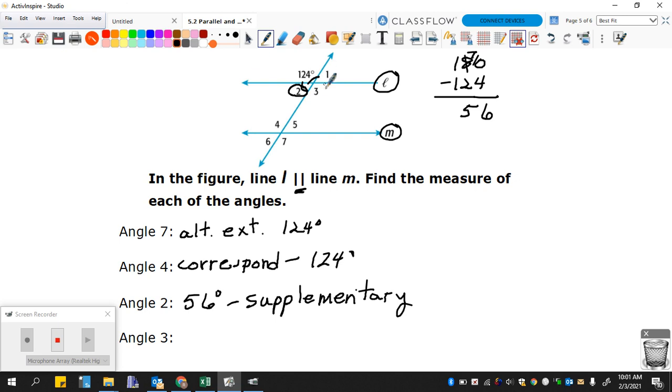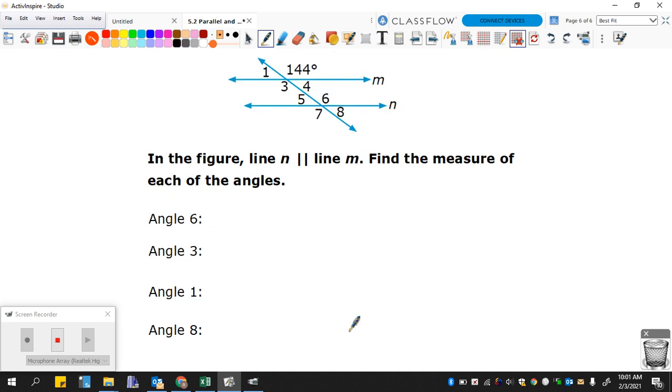And then angle 3 also goes back to one of the previous lessons. If you notice that angle 3 is directly opposite 124, and it's formed by two intersecting straight lines. So those are vertical angles. And we remember from previous lessons that they are congruent as well. So that's 124 degrees.